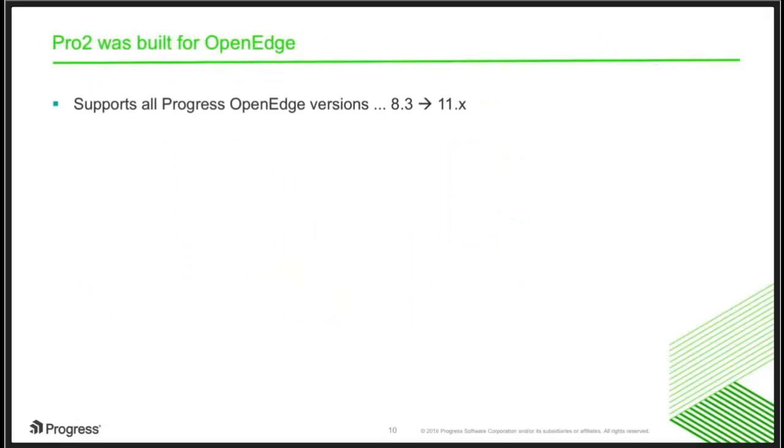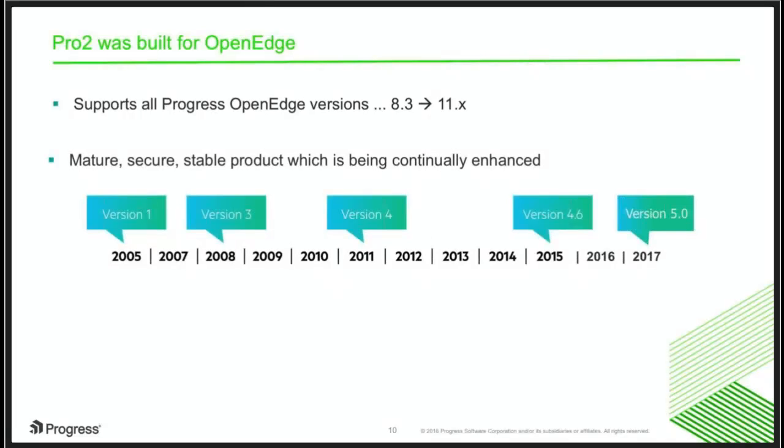Pro2 was developed by Progress specifically for OpenEdge and supports all OpenEdge source database versions from 8.3 all the way through to the most recent version, 11.7. And Pro2 is a mature product that is continually being enhanced. In fact, Terry will be demonstrating some functionality today that was made available in OpenEdge 11.7 and Pro2 version 5.0. That is, leveraging CDC to drive data replication.